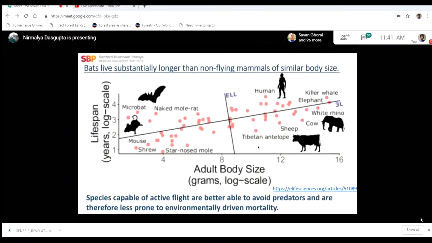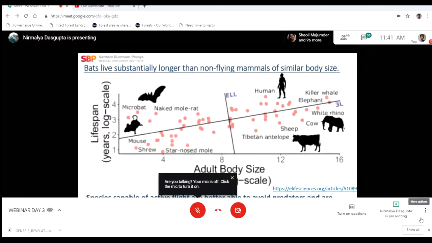So more body mass may be directly correlated to longevity. You can argue that species capable of active flight are better able to avoid predators and are therefore less prone to environmentally driven mortality. Yeah, that's true. Bats can fly. So bats have less chance of predation and other such threats. They can fly and they can collect their food.